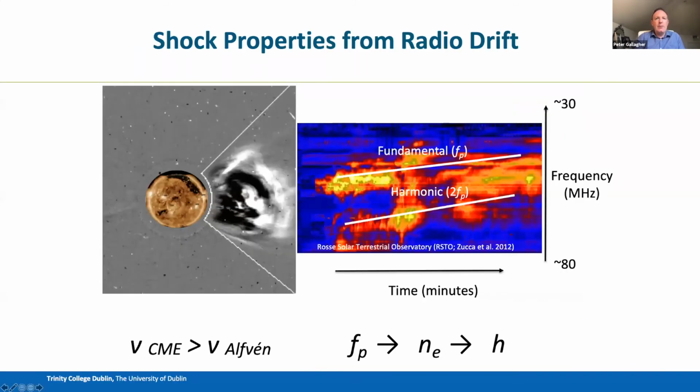Now, to do that, we go back to the density models, and if you have a CME that's fast enough, you generate a shock wave, and then you can get fundamental emission and harmonic emission. And once you measure your fundamental emission, you can use a density model, that's really what that arrow represents, and you can get the electron density profile, and you can work out the height. So you can get from an observation to a physical number to a height measurement as well.